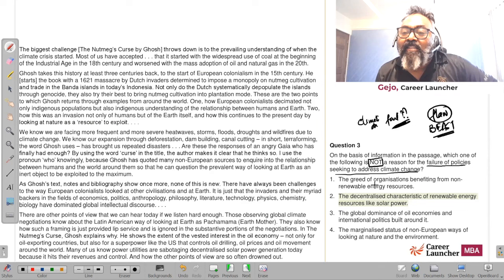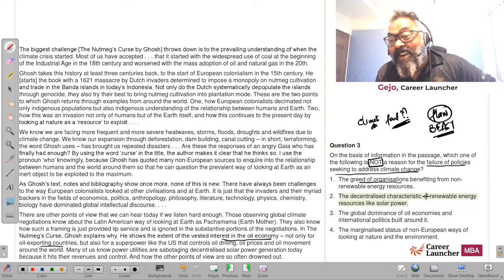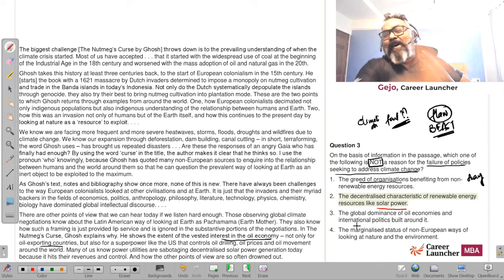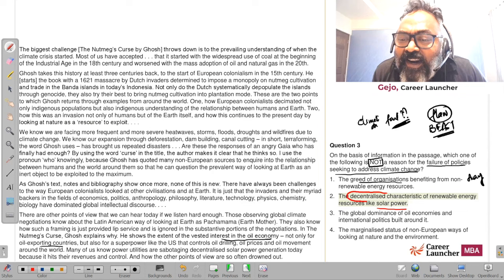The greed of organizations benefiting from non-renewable energy resources. Yes, that is greed. Vested interest in the oil economy, the oil exporting countries. Okay. The decentralized characteristic of renewable energy. Meaning it's about renewable solar power. Is solar power the reason? Look at this word. It is not the decentralized characteristic that's a problem. It is not the reason.